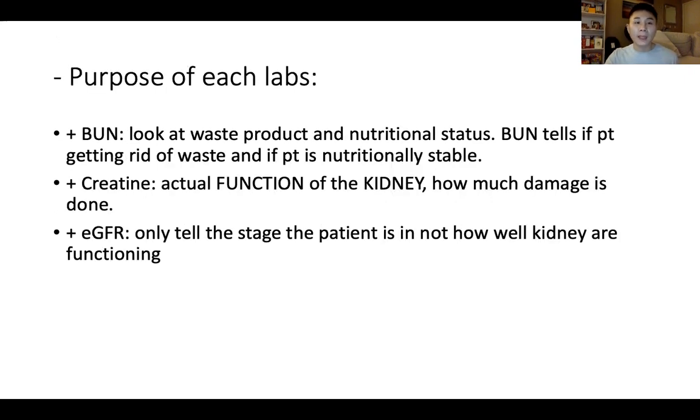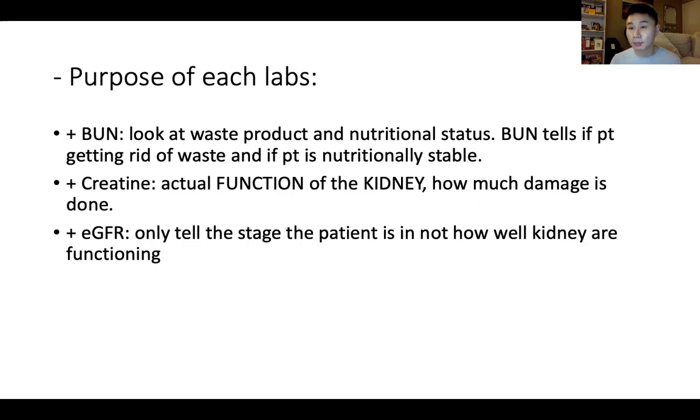Okay, next. So earlier I mentioned the BUN, the creatinine, and the eGFR. What do they mean? So BUN is basically looking at the waste product and the nutritional status of the patient. BUN tells if the patient is getting rid of waste and if the patient is nutritionally stable, okay? Creatinine is the actual function of the kidney. How much damage is done to the kidney? It will reflect through the creatinine levels. eGFR only tells the stage that the patient is in, not how well the kidneys are functioning, okay?